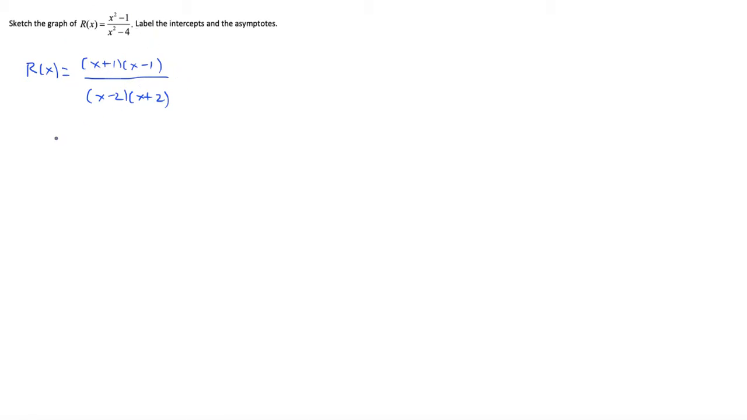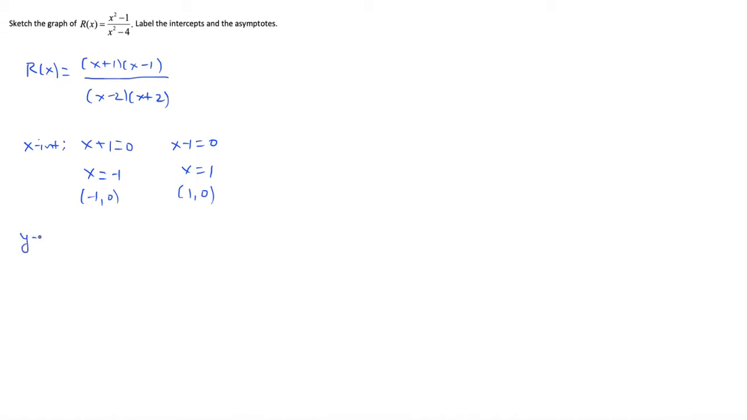the x-intercepts. To find the x-intercepts, we set the numerator equal to 0. In this case, there are two factors, so we actually have to set each factor equal to 0. That means we're going to have two x-intercepts, -1 and +1. Remember, these are intercepts, so we can write them as points: (-1, 0) and (1, 0).